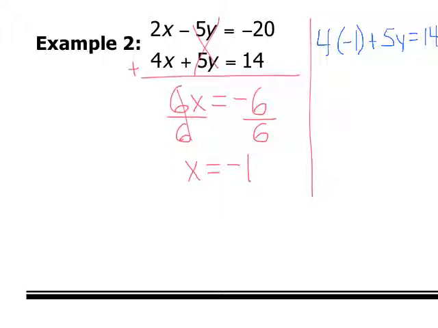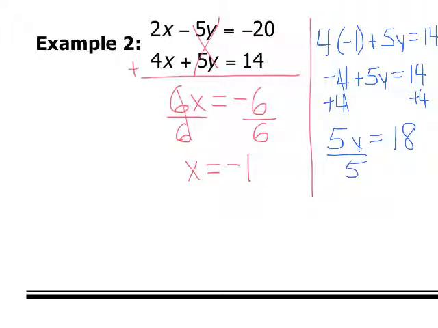So 4 times negative 1 here is negative 4, plus 5y equals 14. Then I'm just solving for y, so I add 4 to both sides. I have 5y equals 14 plus 4 is 18. Divide by 5 on both sides. And I would have y equals, let's see, that would be 3.6. So then I have my ordered pair answer, negative 1, 3.6.